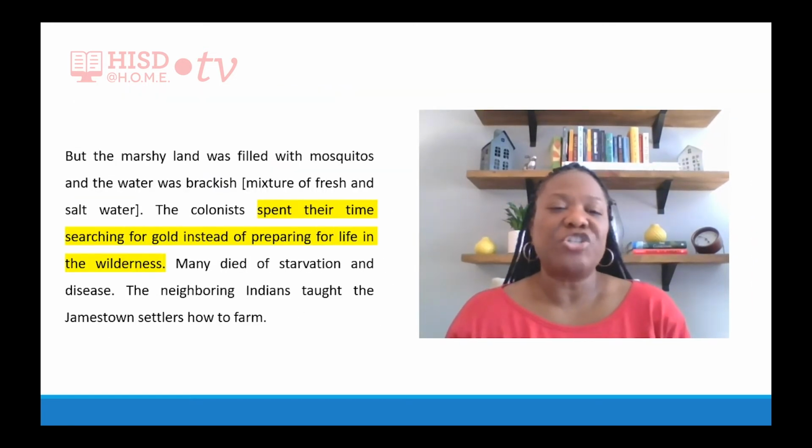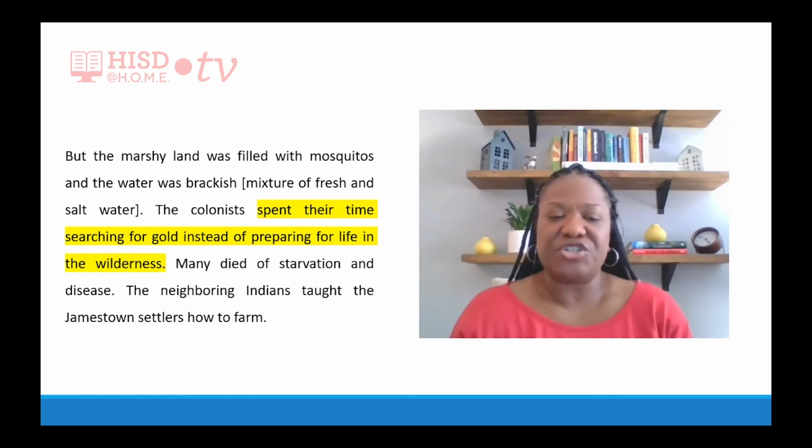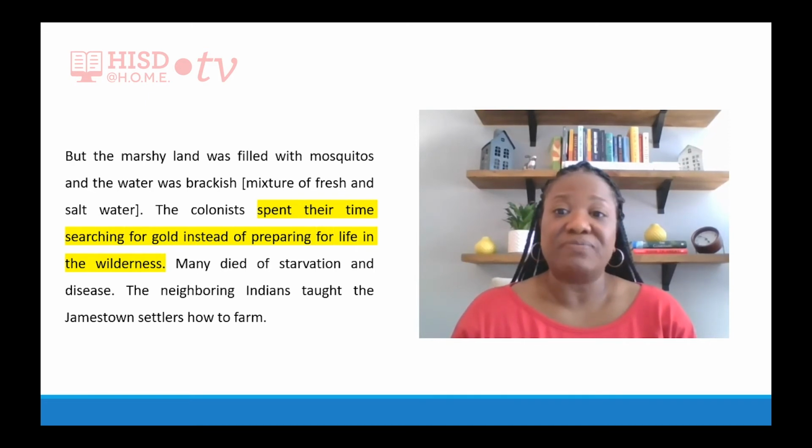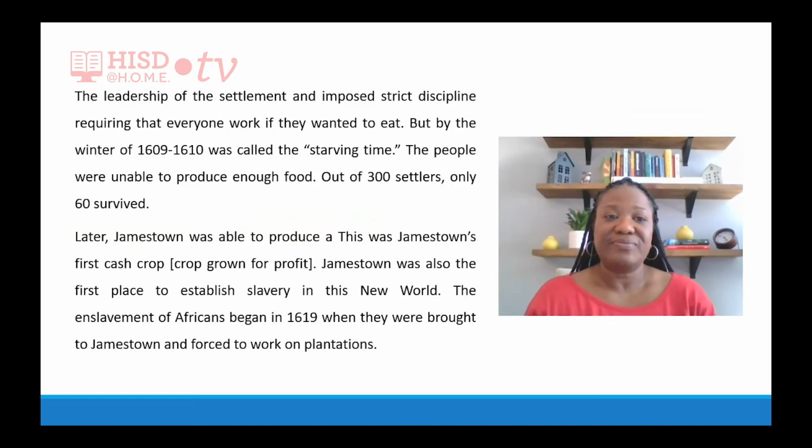But the marshy land was filled with mosquitoes and the water was brackish, brackish meaning a mixture of fresh and salt water. The colonists spent their time searching for gold instead of preparing for life in the wilderness. Many died of starvation and disease. The neighboring Indians taught the Jamestown settlers how to farm. The leadership of the settlement had imposed strict discipline requiring that everyone work if they wanted to eat.